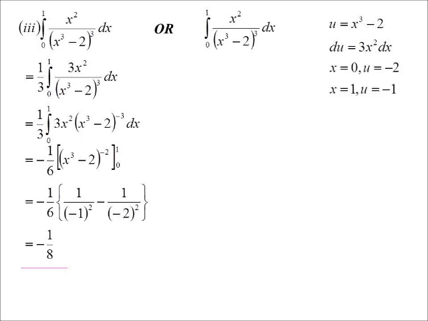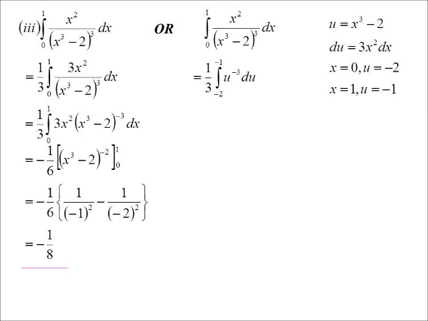How do we do it? Well, the same substitution. u is x cubed minus 2. So when x is 0, u would be negative 2, so that'll become the new lower limit. When x is 1, u would become negative 1, that'll become the new upper limit. So I could change it to a third, u to the minus 3, from minus 2 to minus 1.